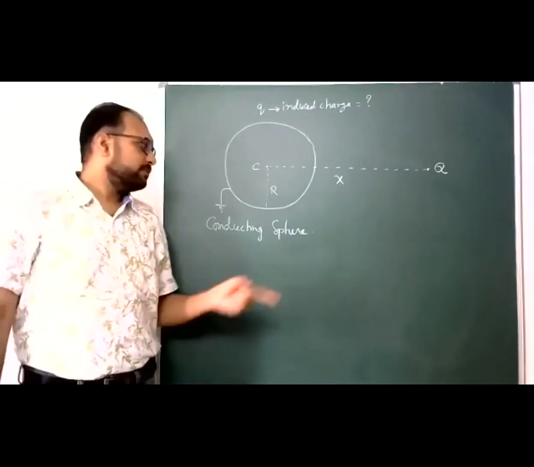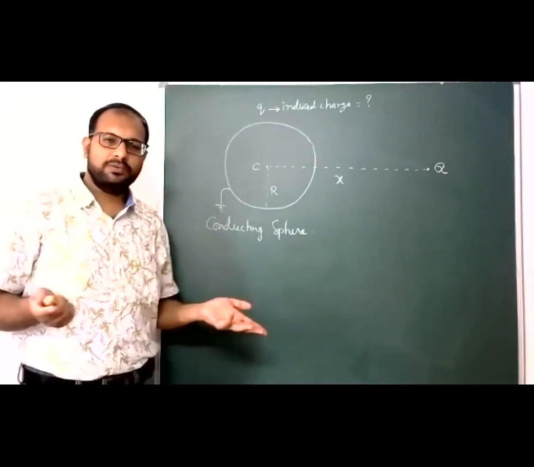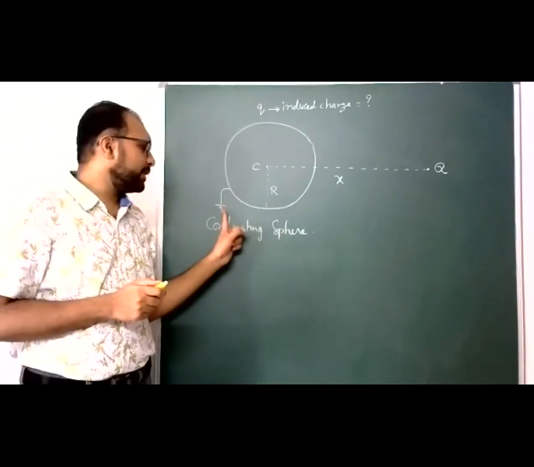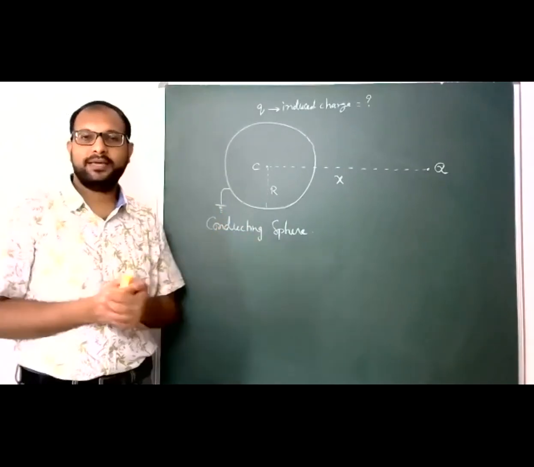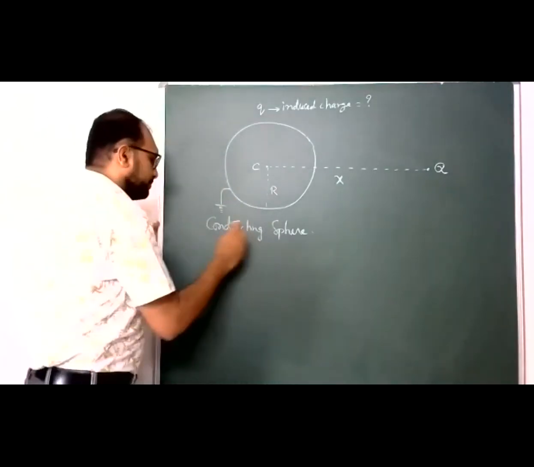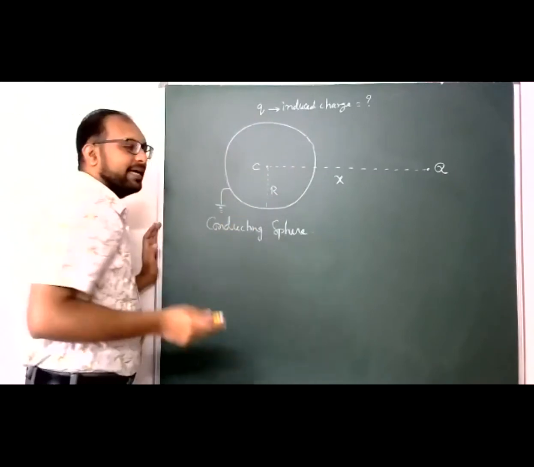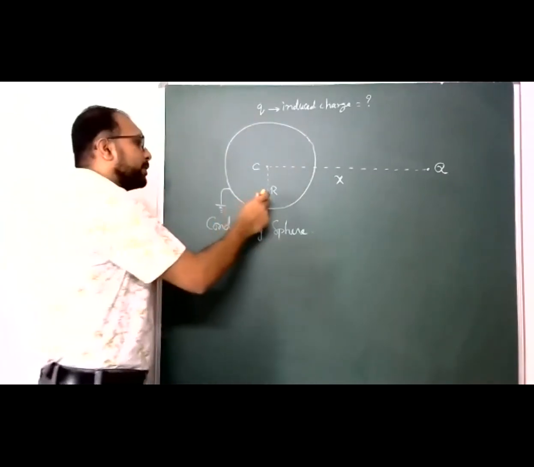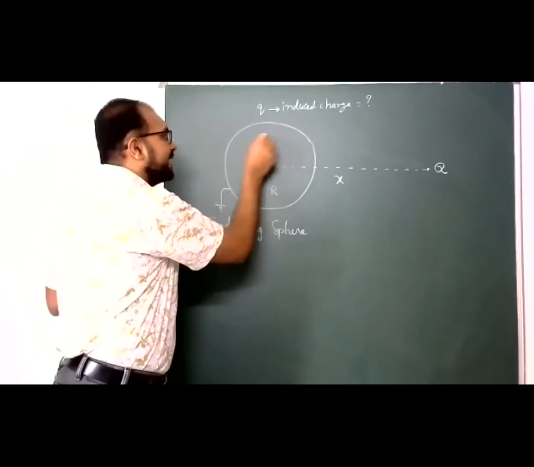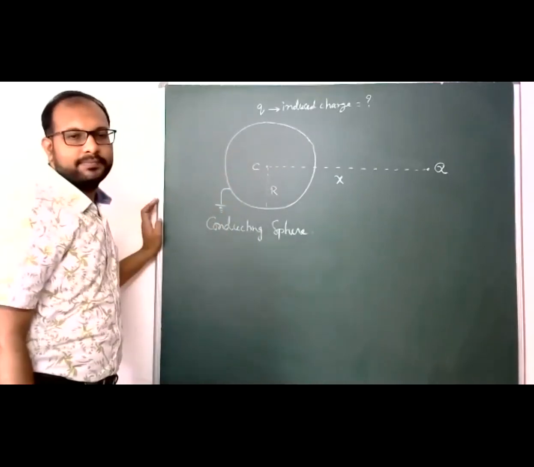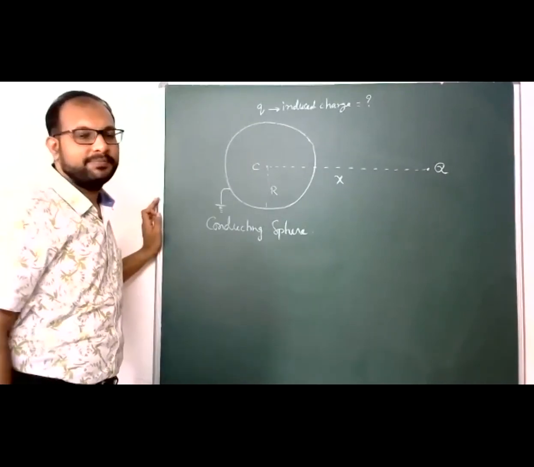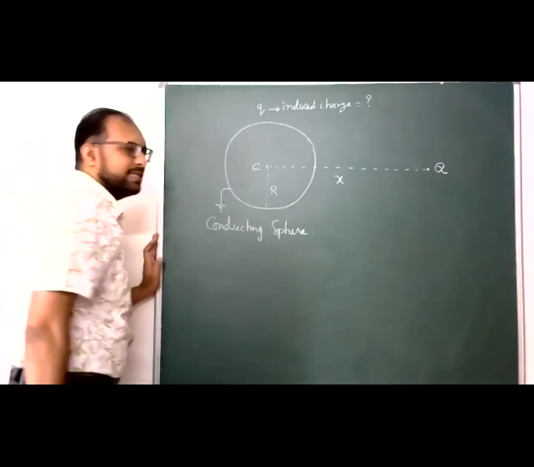All students know this conducting sphere is connected to the ground. Whenever it is connected to the ground, the potential of the sphere and the potential of the ground, meaning earth, are the same, nothing but zero. So the potential of this complete sphere is zero. Potential at any place inside the sphere is the same as on the surface, since it is an equipotential space. That's why I am taking point C.